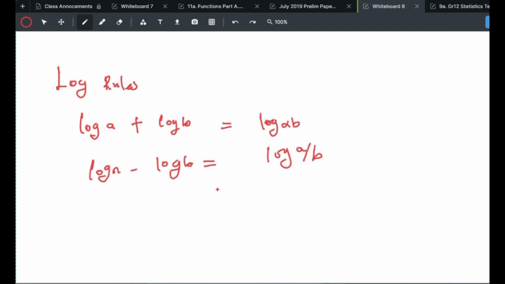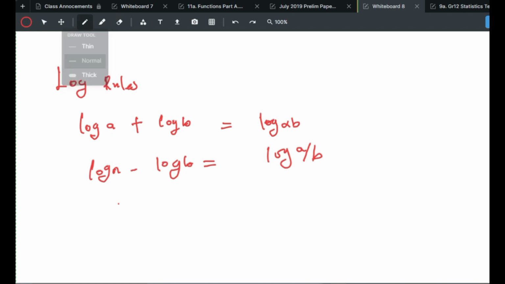Which other one again do you guys use? Okay, maybe this one. I think it's okay. Something like this: log A over B is the same thing as saying log A minus log B.